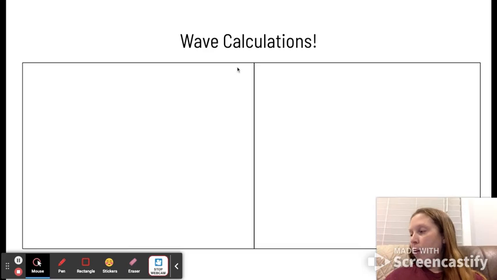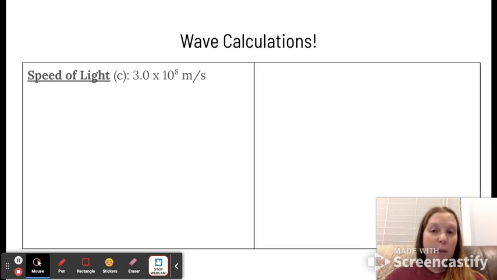So now let's talk about the calculations you need to know for waves and the electromagnetic spectrum. The first one is very basic. It's the speed of light. It's represented by the lowercase c, and it's a constant value. So it is 3.0 times 10 to the 8th meters per second. This value is on your reference packet as well.